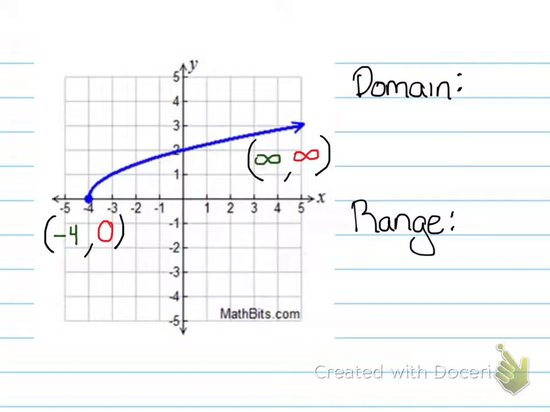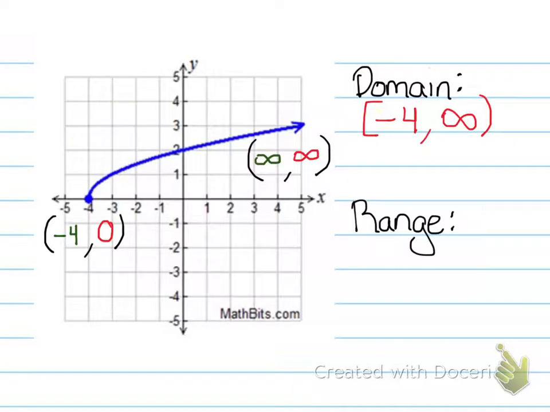Your domain will always be your smallest x value to your largest x value. So as you can see, my x values are in green. The smallest number is -4, so my domain is going to go from -4. And then my largest x value is infinity. So -4 to infinity. And you always put the brackets next to numbers and parentheses next to infinity.